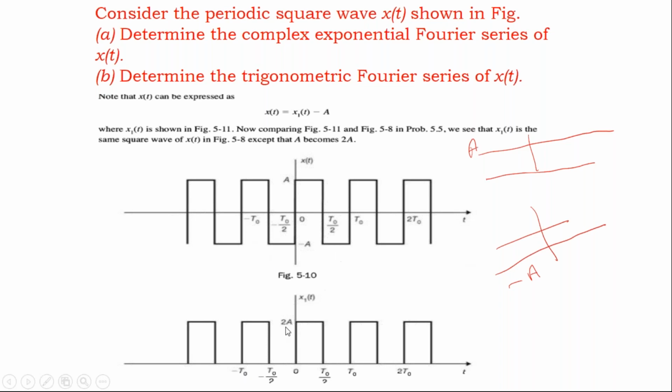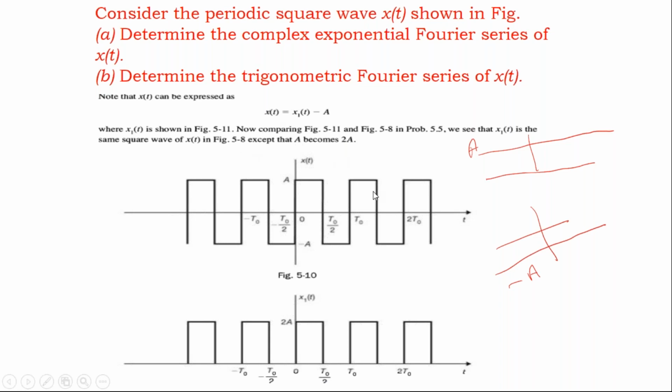Now you may ask, what is the use of doing this? If I ask you to write the Fourier series, you need to write the amplitudes on either side, that is the positive half as well as the negative half, and you need to solve it. That is one way. But here I can write the equation very easily, and I can find the Fourier series of x1 of t very easily when compared with x of t. That's the reason I can simplify this waveform like this. So please try to understand.